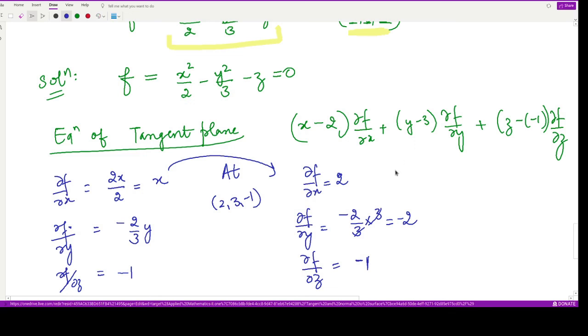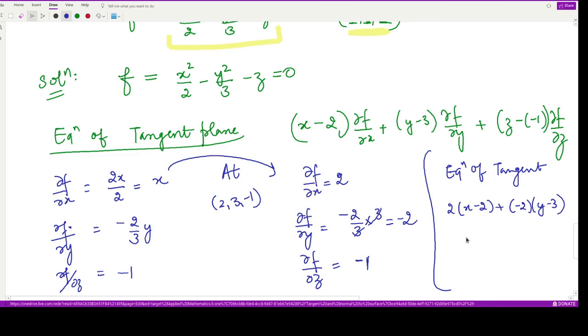So we can substitute the values here. So our equation of tangent plane is equal to 2 into x minus 2 plus minus 2 into y minus 3, and then minus 1 into z plus 1. So this is the equation of tangent plane.